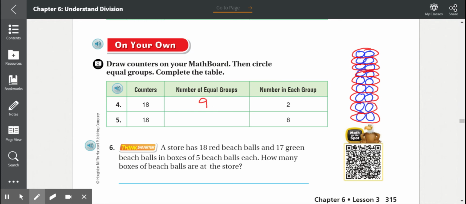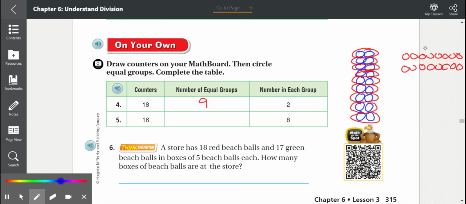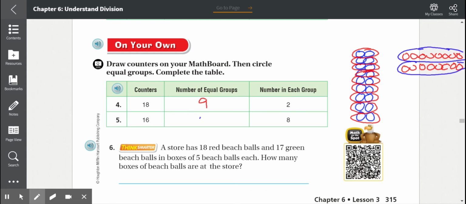Okay, 16 counters in groups of 8. That's 1, 2, 3, 4, 5, 6, 7, 8, 9, 10, 11, 12, 13, 14, 15, 16. Okay, and that is one group of 8 and another group of 8. That's 2 groups of 8.